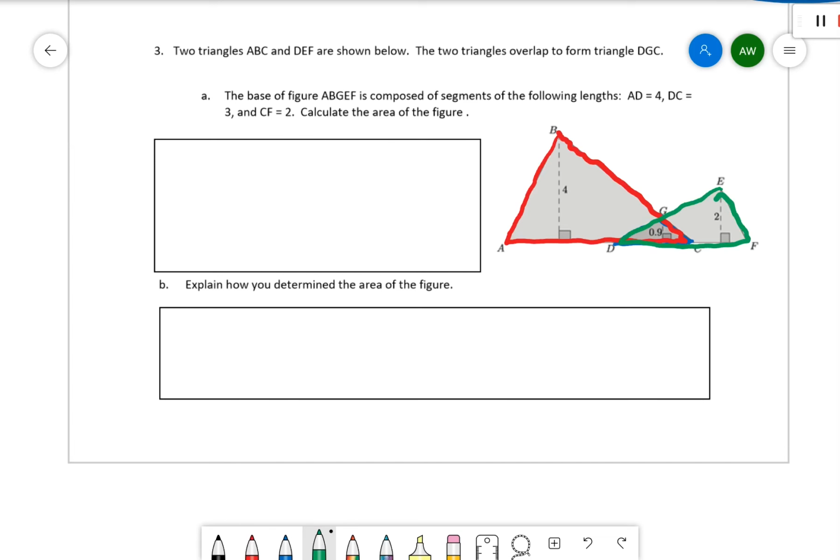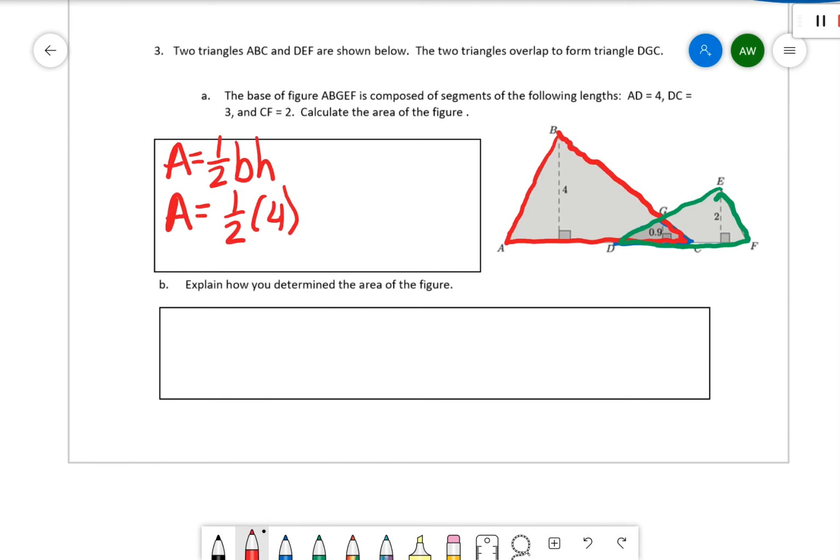So to counteract that, we find the area of the middle part and we subtract it once, so that we're only counting it once. Okay. So first let's find the area of the big triangle. This is a triangle, so we're going to use our 1/2 base times height formula. So area is 1/2 of 4 times, we don't know what our base is.